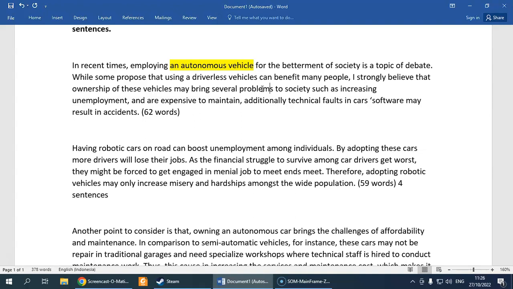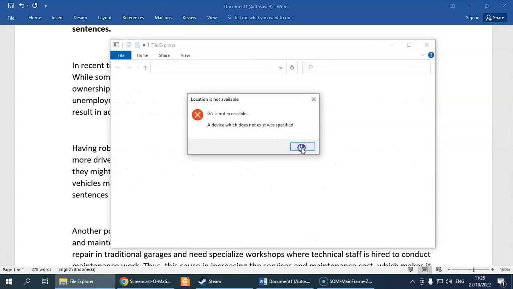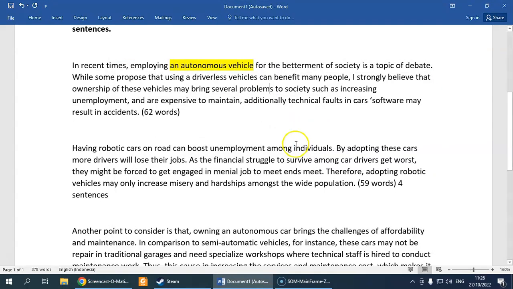I think one is not enough for all the human beings in the world. Yeah, why do you say it's one? Okay, there are so many people in the world. Why do you want to build or to employ only one vehicle? Okay, that's it. So it's a topic of debate. It is not very clear who is debating this. Okay, what kind of people are debating this? So you want to consider that. While some propose that using a driverless vehicles, you cannot combine a, which means one, with s, which means plural. Okay, so that's the little mistake.